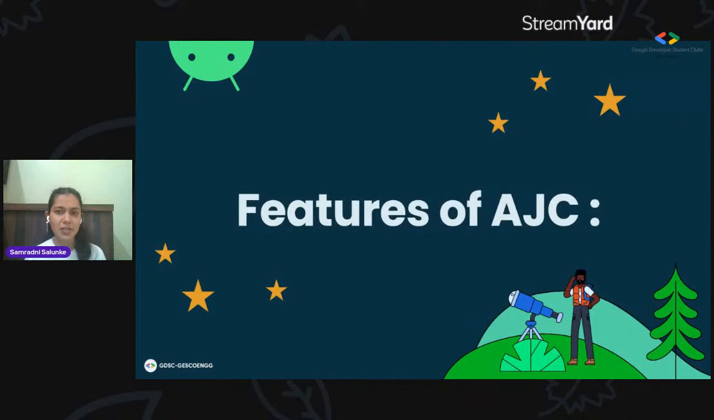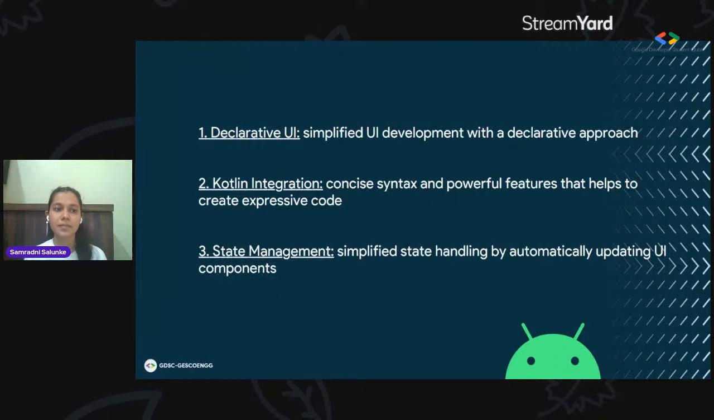Now, what are the features of this Android Jetpack Compose that I have been blabbering a lot about? Well, let's see. Next slide, please. First, it's declarative UI. It has simplified UI development with a declarative approach. What it exactly means is you just have to describe what you want your app to look like and behave, and Jetpack Compose will take care of it. It's just like ordering a meal at a restaurant and they get it prepared for you.